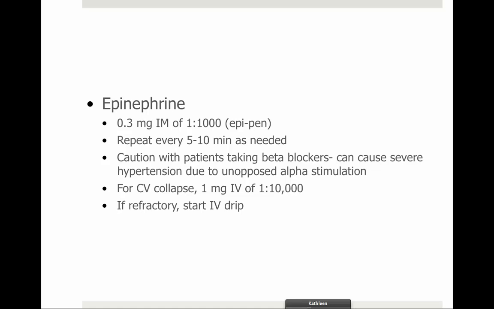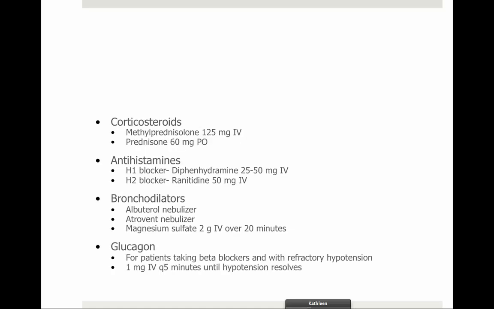which is light brown epinephrine, which on the box says 1 in 10,000. 1 milligram of epi, if you had to push it, would be 0.1 milligrams, which would equal 1 ml, because there's 0.1 milligrams of epinephrine in each ml.